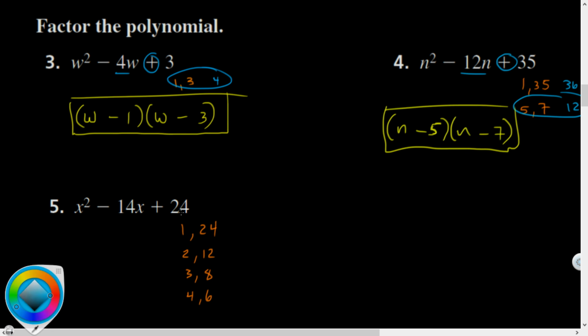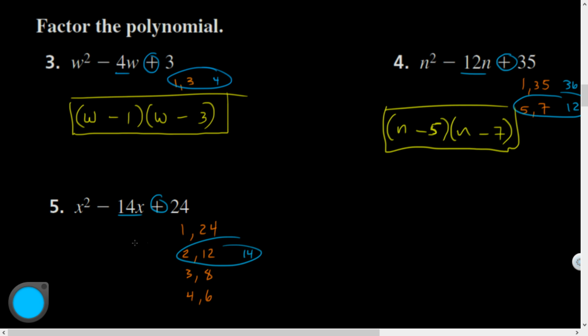So class, which of these added to be 14? 2 and 12 add to be 14. And as far as my combination, I'm going to have an x with a 2, an x with a 12. What about their signs? Because they multiply to be positive, their signs are the same. And they add to be negative, so negative, negative.